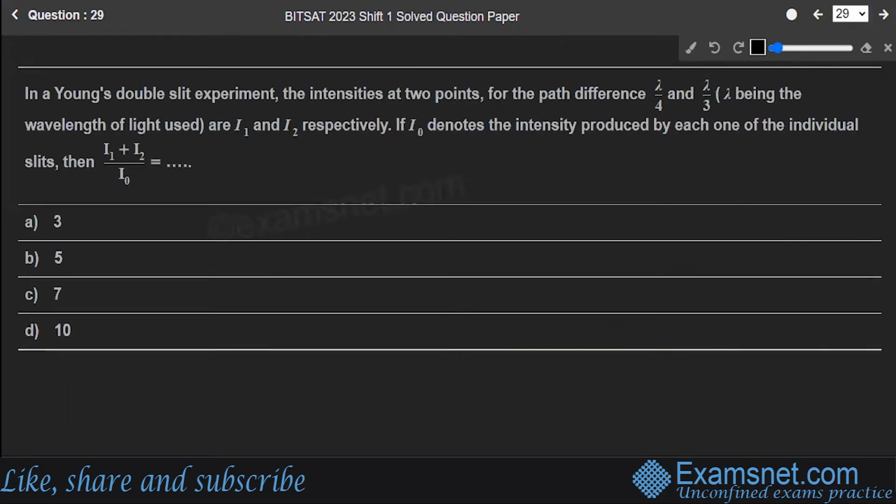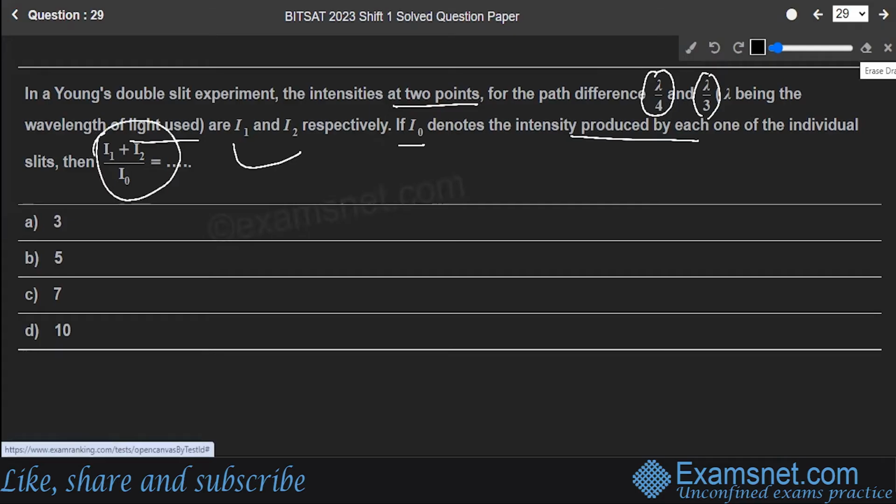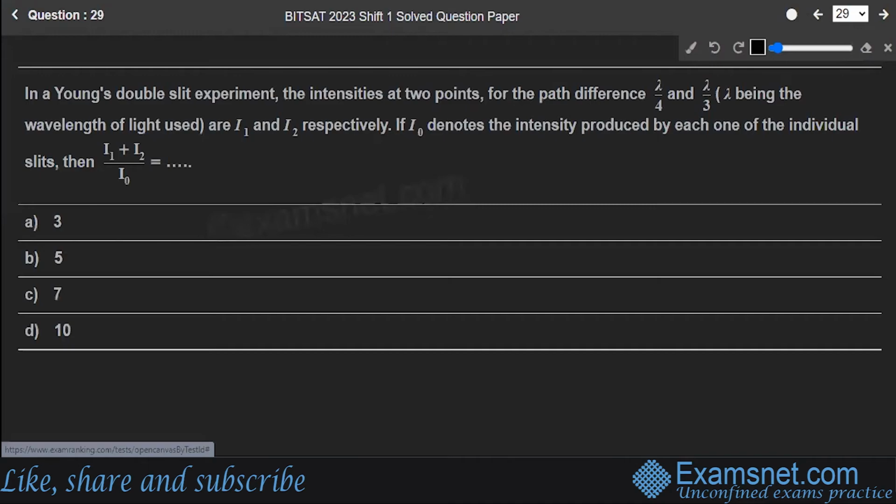In a Young's double slit experiment, the intensity at 2 points for the path difference lambda by 4 and lambda by 3, lambda being the wavelength of the light used, are I1 and I2 respectively. If I0 denotes intensity produced by each one of the individual slits, then what is the value of I1 plus I2 divided by I0? Okay.